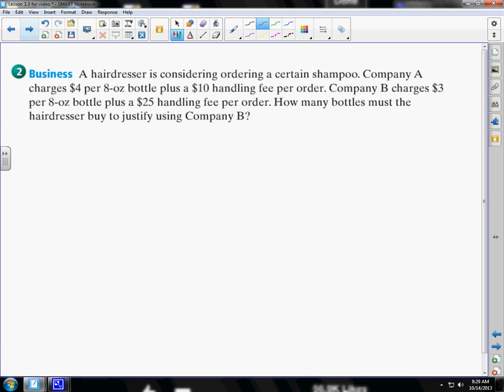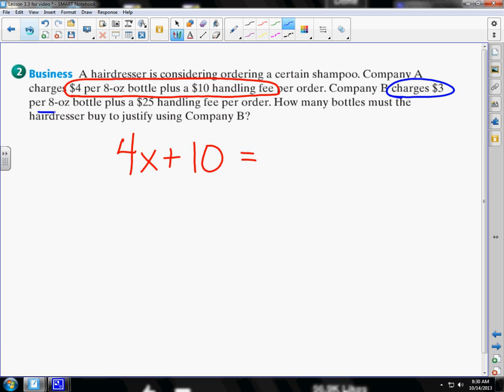So first, let's start with Company A. They charge $4 per bottle plus a $10 handling fee. So, I don't need a dollar sign. We'll just do 4x plus 10. And then I'm going to set that equal to Company B, who charges $3 per bottle plus a $25 handling fee. 3x plus 25.